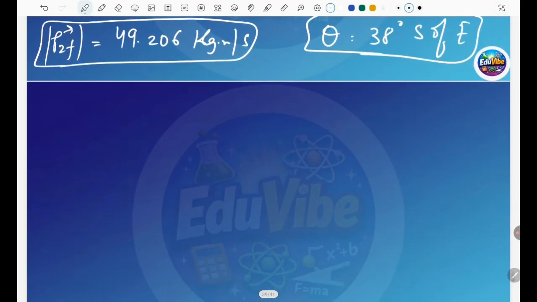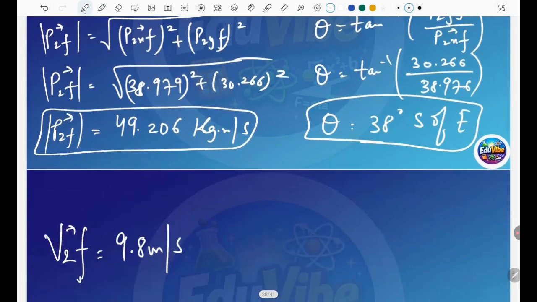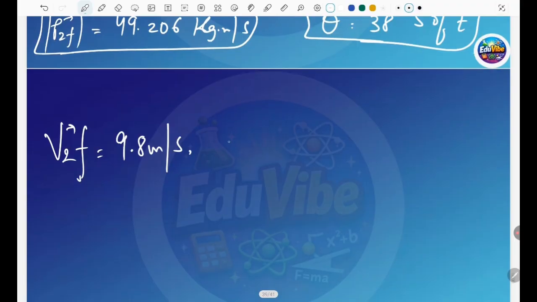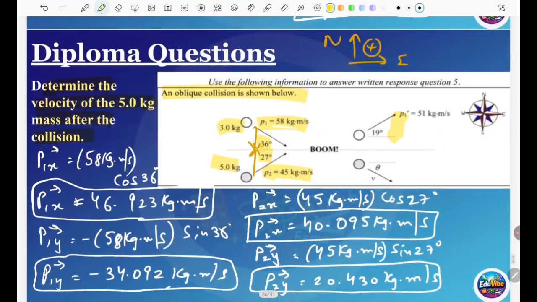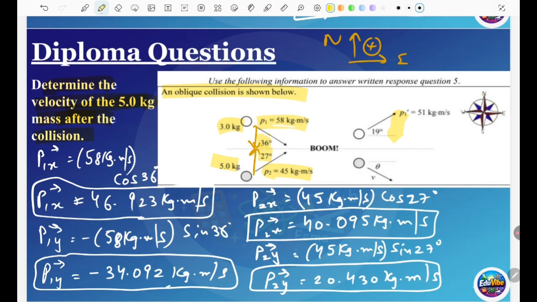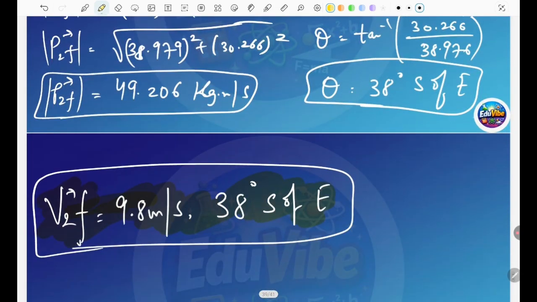Now we have to put all the things in one place, so we have V2 final: about 9.8 meters per second, 38 degrees south of east. So this is the answer we want, the velocity of the 5.0 kg mass after collision. This is what we found with a lot of work.